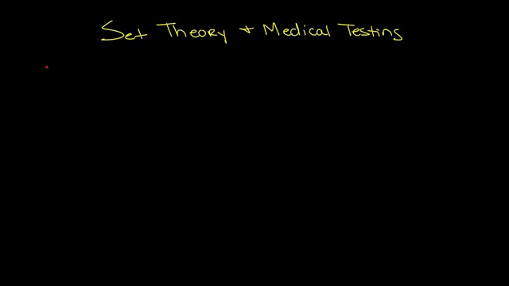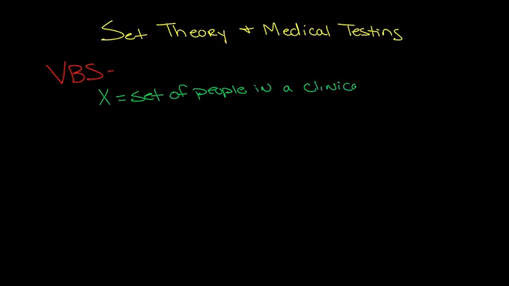Let's invent an awful condition, which we're going to call VBS, for very bad syndrome. This is something that we don't want to have, and something that fortunately scientists have just developed a test for. Let's suppose that there's a set of people X. X is going to be equal to the set of people in a clinical trial that are taking the test that tells you, or purports to tell you, whether or not you have VBS.